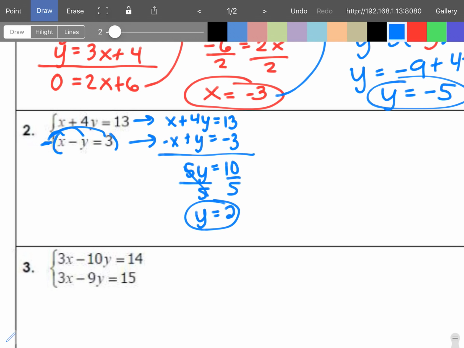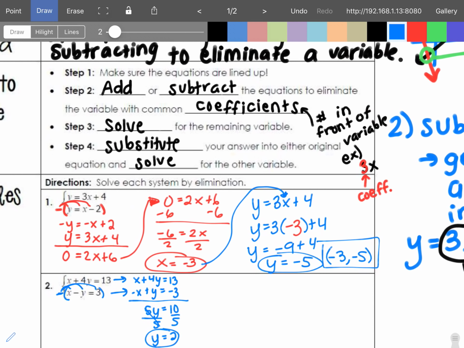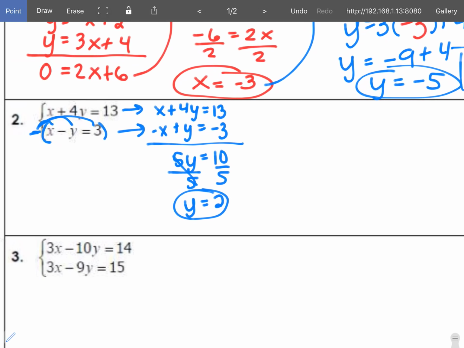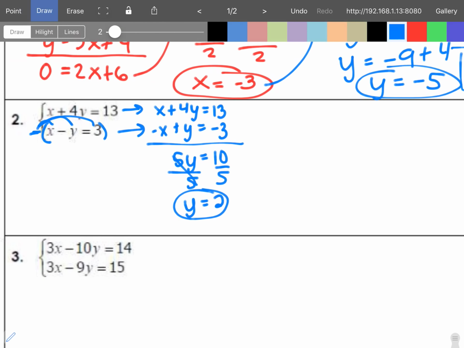Now I'm going to plug in. That's my next step. So it says step 3 is solve for the remaining variable, then substitute into the original equation and solve for the other variable. So y equals 2, we're going to plug that back in. I'm going to use the top equation, x plus 4y equals 13.